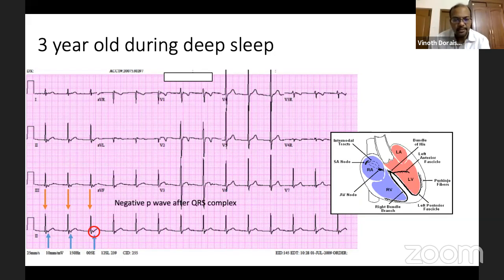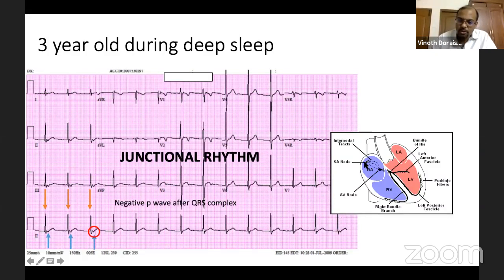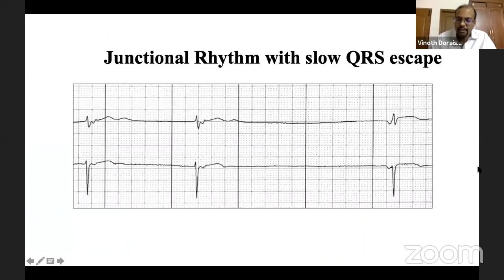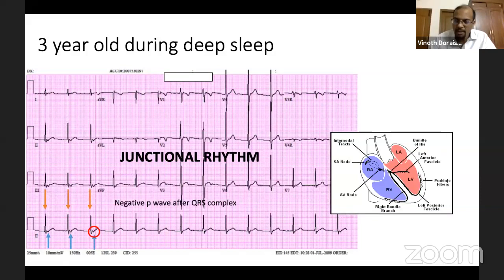So this is basically a junctional rhythm. So what happens in a junctional rhythm is, instead of the sinus node giving the firing, the pacemaker will come from the AV node, and the AV node will now conduct its depolarization through the specialized conduction system and depolarize the ventricles. So whenever the ventricle is depolarized through the normal conduction system, it will be a narrow complex. But if the ventricle is not depolarized through the normal conduction system, but gets depolarized by muscle to muscle conduction or cell to cell conduction, then it takes a longer time. So in those conditions, the QRS will be wide.